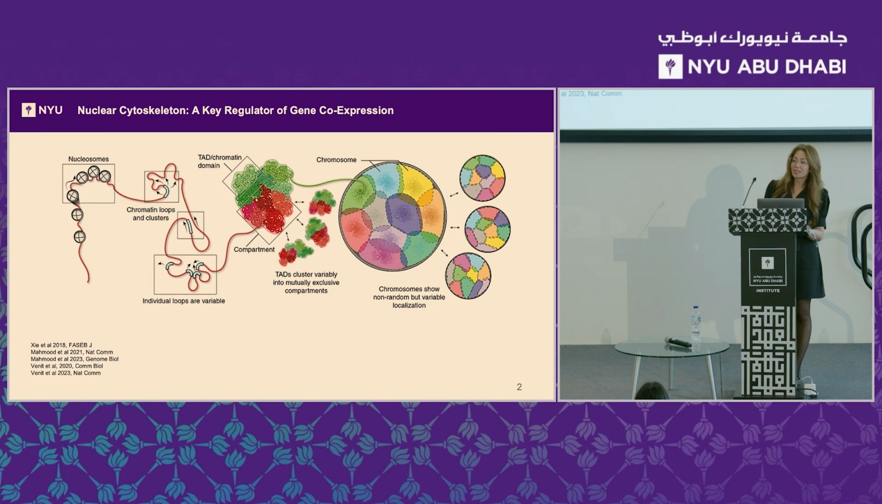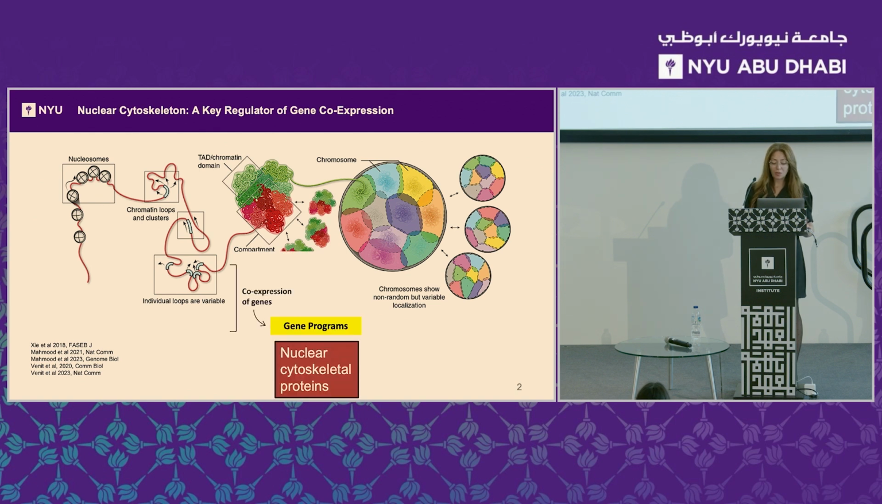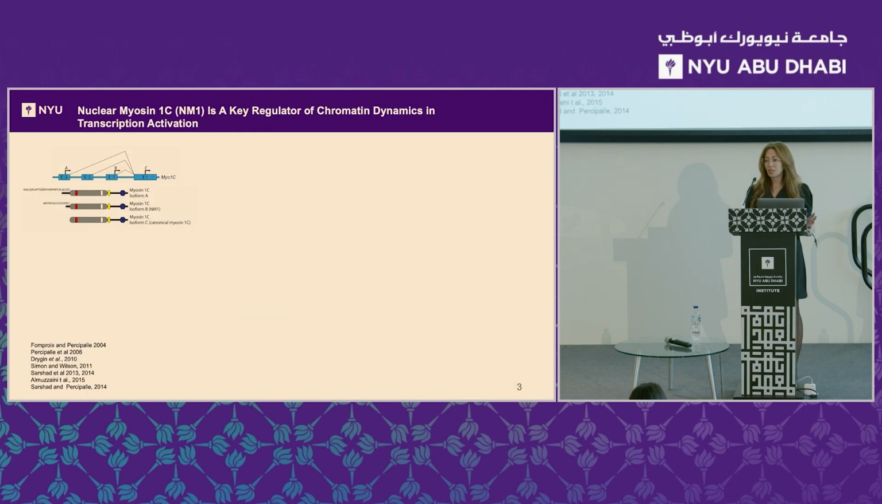Our lab is interested in genome organization, and of course, it's a very complex subject. But to make it simple, we are interested in the role of nuclear cytoskeletal proteins in regulation of co-expression of a subset of genes, so-called gene programs. And these gene programs, we are mainly interested in those programs that are involved in development, differentiation and metabolic reprogramming. So today I focus on NM1, or nuclear myosin 1, that our team has been working with for many years.